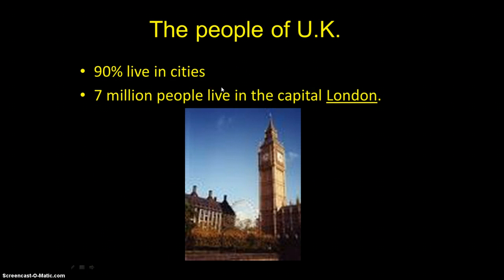90% of the people in the United Kingdom actually live in cities, although there's been a big movement, so this percentage may change coming up. There's been a big movement for a lot of people to move out to the suburbs, just kind of like in the central Texas area. A lot of people are moving away from the city. So, same thing over in the United Kingdom. 7 million people live in the capital city of London, making it the most populous city of the United Kingdom.